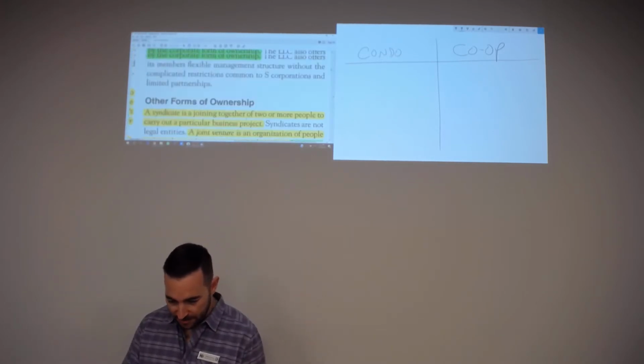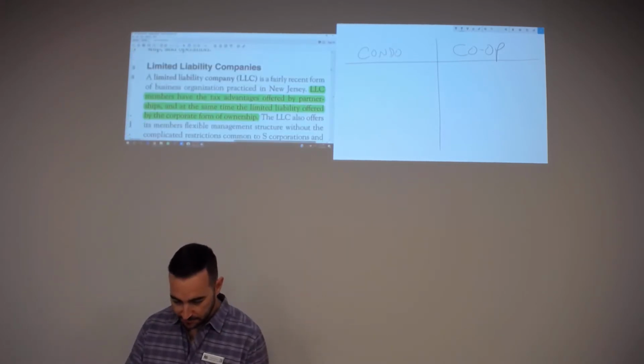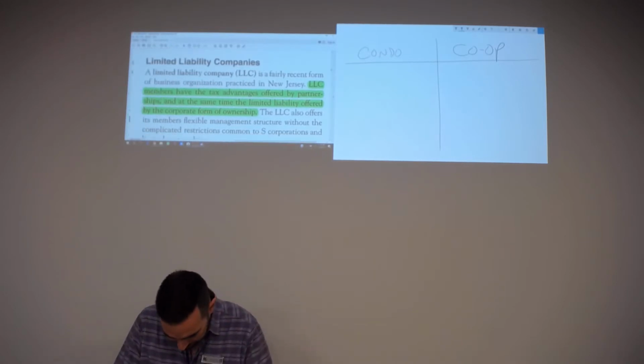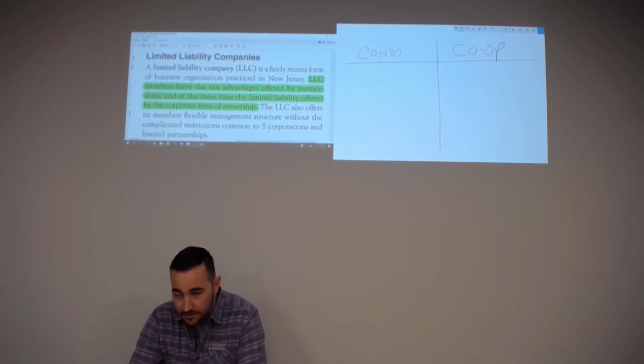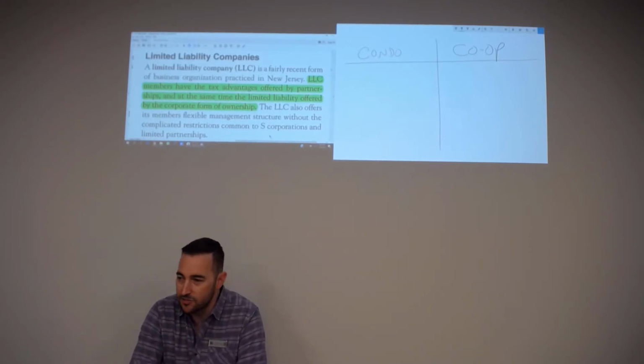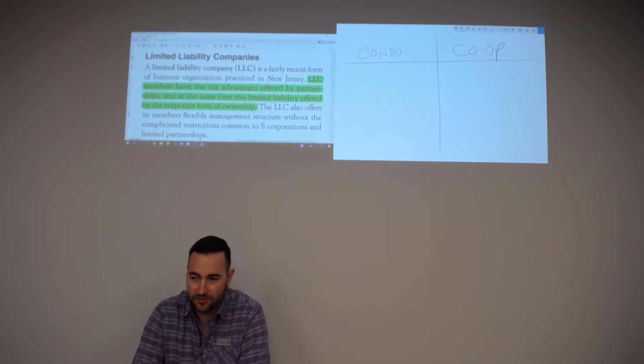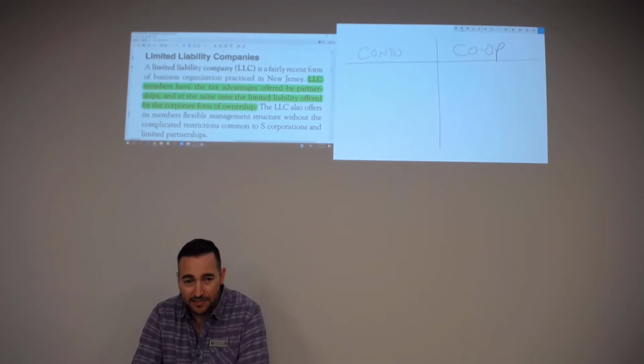On top we have LLCs. Do you see LLCs? Yes. This is my favorite. They're the easiest to form, easiest to maintain, great protection if you're not going multi-investors and multi-employees and all that stuff. If it's just you, and maybe a handful of people, you buy the building under an LLC.